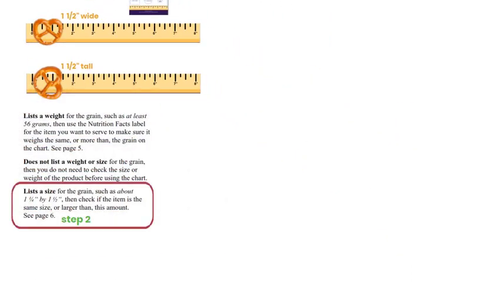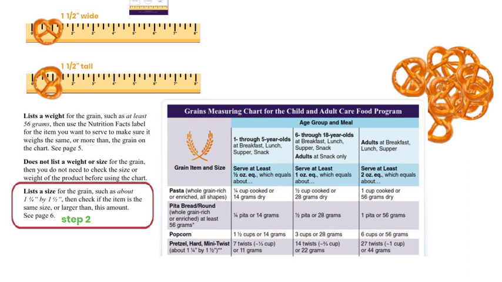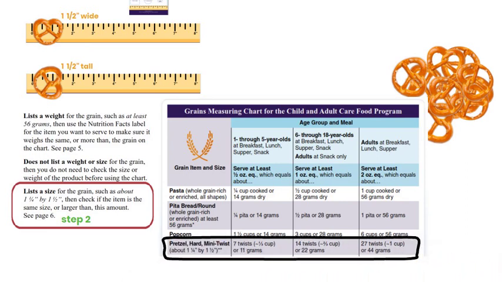Step 2 showed us that the pretzel had a measurement next to it, so we made sure our pretzel was the same size or larger than the measurement on the chart. Because our pretzels were larger, we knew we could use the grains measuring chart to see how many pretzels we needed to meet the minimum amount of grains required at CACFP meals and snacks.